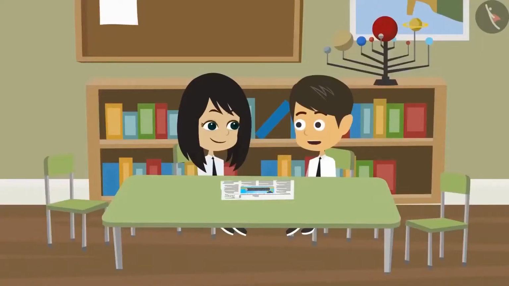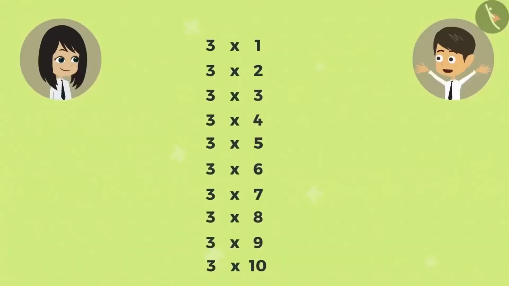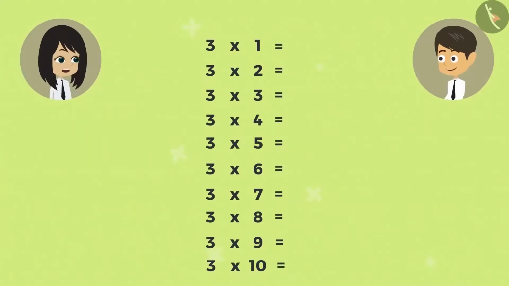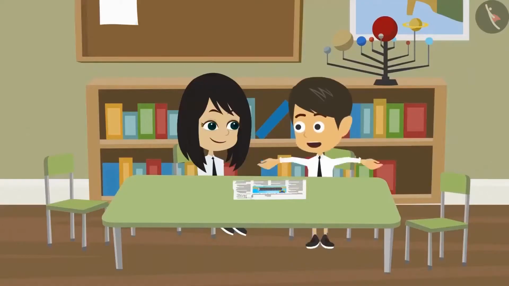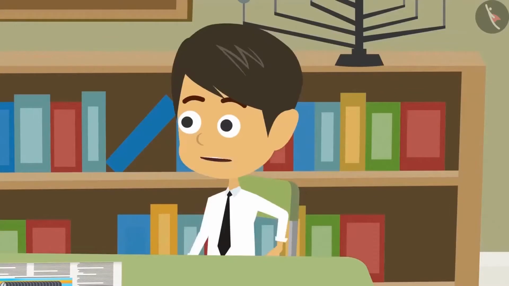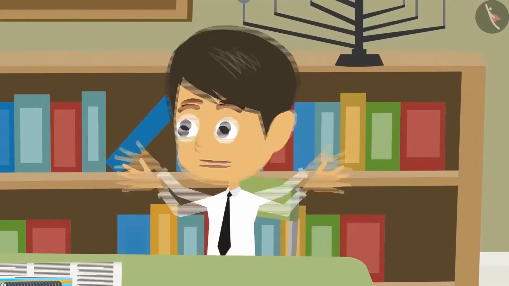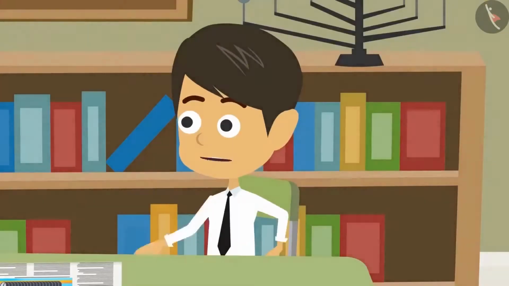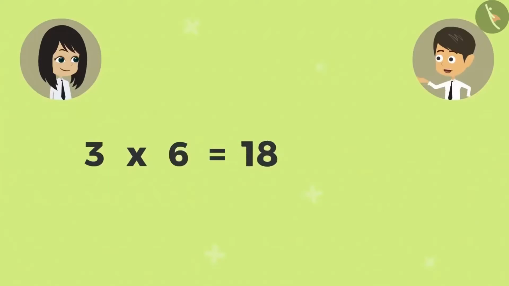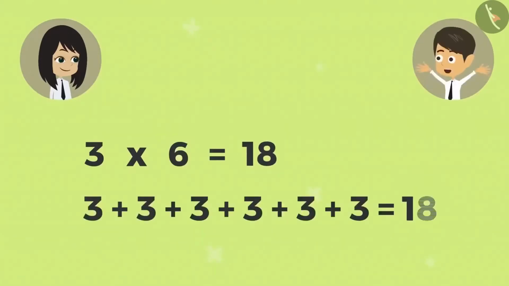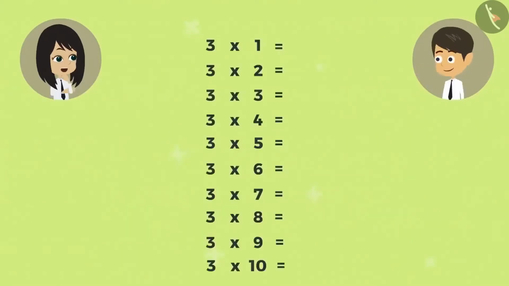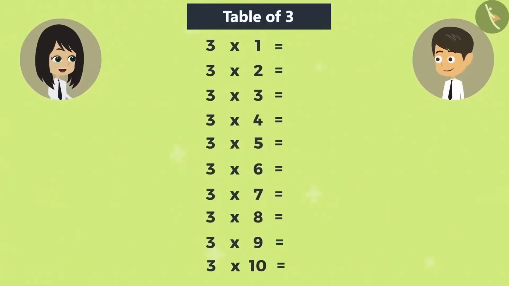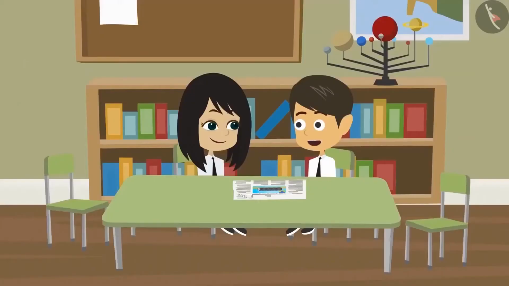No, but we can write the multiplication table of 3. For that, we will multiply 3 by numbers from 1 to 10. Let's write it down. Yesterday, ma'am shared one more interesting piece of information: multiplying 3 by a number means adding 3 that many times. What do you mean? Look, if 3 is multiplied by 6, then the answer will be the same as adding 3 six times. So we can fill this table by adding 3, then it will become the multiplication table of 3. Yes, then we will memorize it.